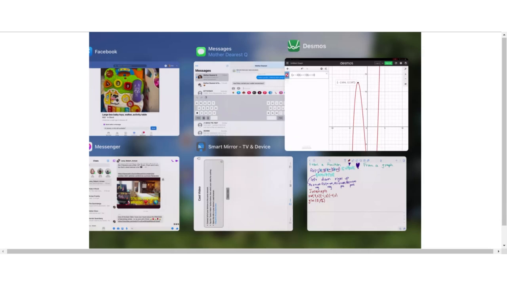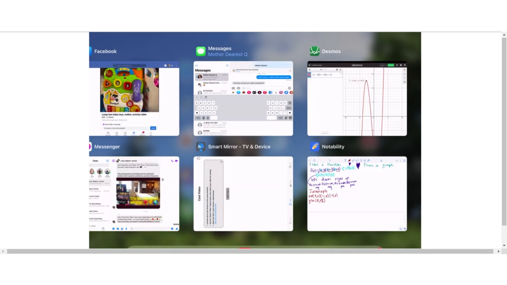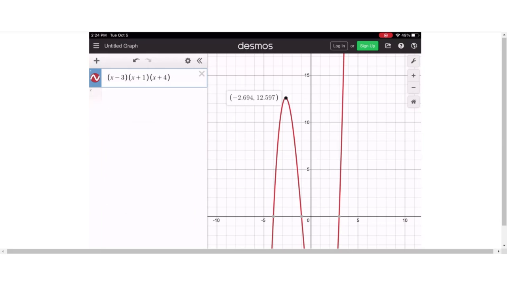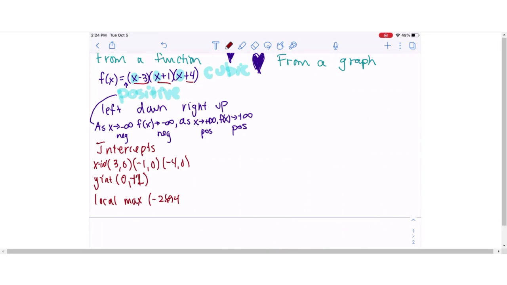So a local max at -2.94, I think is what it was. Is that what it was? -2.694 and 12.597.